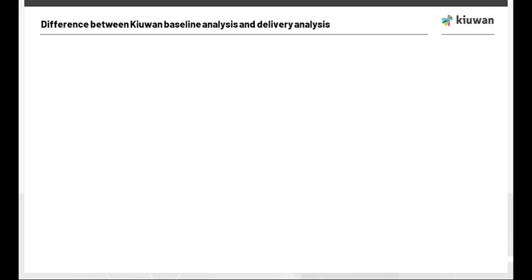Okay, so once that we have seen the different type of analysis that you can run with Kiuwan, let me explain you the difference between a baseline analysis and a delivery analysis. When you are developing your application, you have different releases, different versions, the version 1, the version 2, the version 3, version 3.2, and so on. This is the version that you can tag in your master line, in your master branch, in your repository.